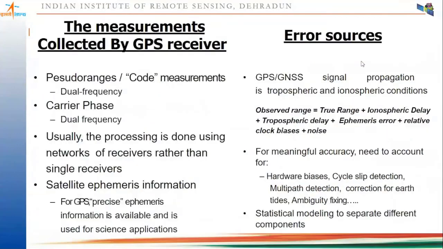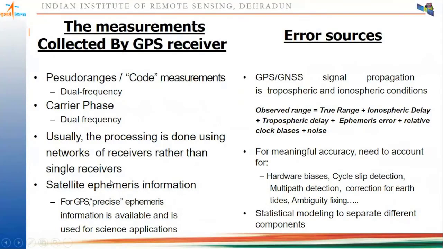The measurements collected by the GPS receiver are, first, pseudo ranges. You can understand ranges like this: at time t, the signal is transmitted by the satellite, and at time t1 it is received by a receiver. So (t minus t1) multiplied by the velocity of light gives you the range. Similarly, we have carrier phases, and the processing is usually done using a network of receivers rather than a single receiver.